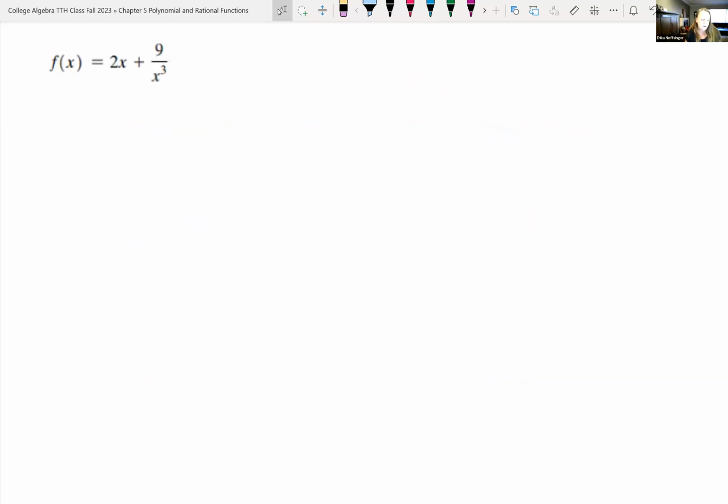So looking at one more example, we have here f of x is equal to 2x plus 9 over x cubed, and we want to graph this. So let's first start by rewriting this as a single fraction. So let's rewrite f of x.